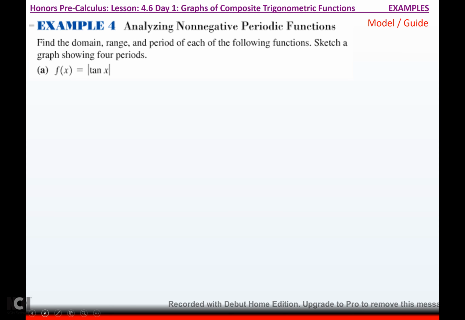All right, so it says find the domain, range, and period of each of the following functions, sketch a graph showing 4 periods. They want the absolute value of tangent of x. Well, this would be what tangent x looks like. If you're going to graph the absolute value of tangent x, do you see all these bottom parts, these negative parts? They're going to flip up.